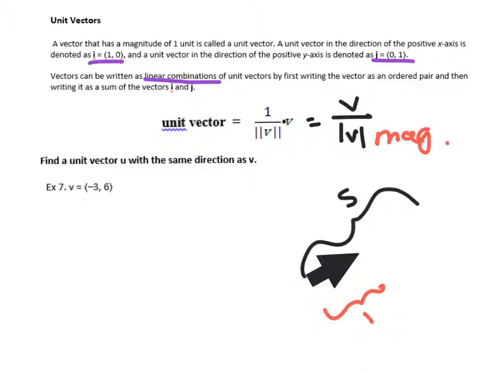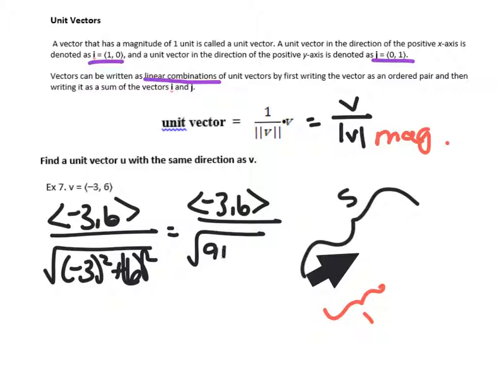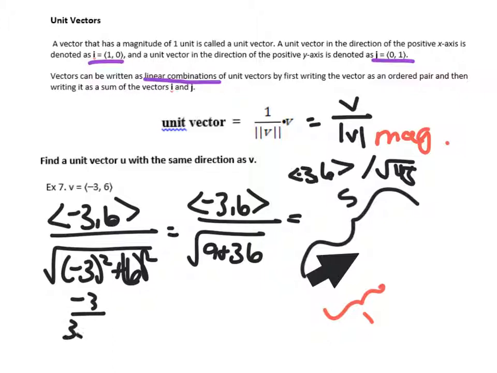So my vector is -3, 6. I'm going to divide it by its magnitude. Magnitude you get by doing the Pythagorean theorem. That gives you -3, 6 divided by the square root of 9 plus 36, which is -3, 6 over the square root of 45. Square root of 45 is 3 root 5. So you really have 3 over 3 root 5. Square root of 45 is 3 root 5.